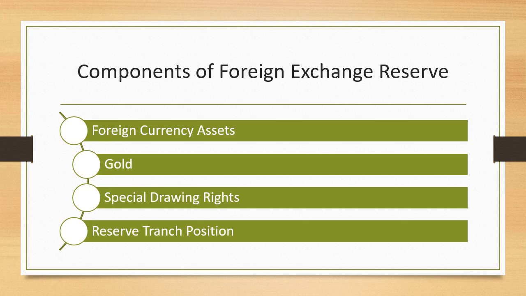So we have foreign currency assets, which I will take you through. The second part of it is gold. Gold is a very valuable asset, and central bankers keep this as part of their foreign currency reserve. You also have special drawing rights of International Monetary Fund, and then you have something called as RTP or Reserve Tranche Position. So we'll discuss all these four components, but let us first start with what constitutes foreign currency assets.